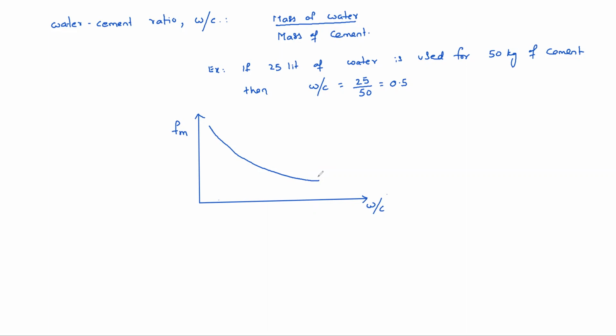That is our goal. These curves will be available in the code: strength versus water cement ratio. Based on this, from the target mean strength, you can get the required water cement ratio. So the water cement ratio can be fixed like this. Clear? Sirisha, clear? Yes, sir.